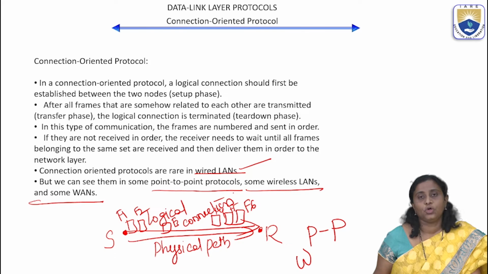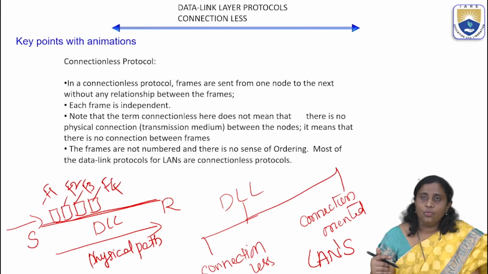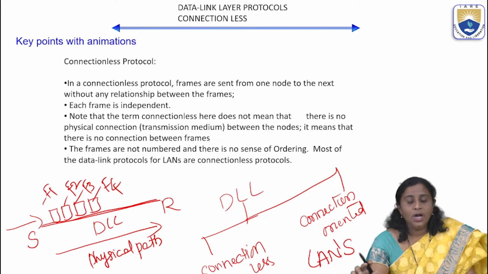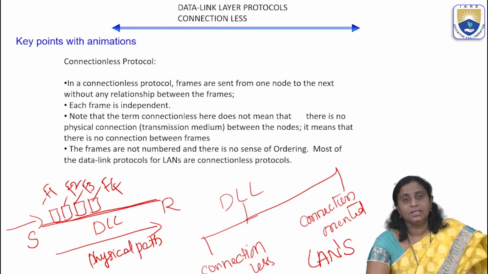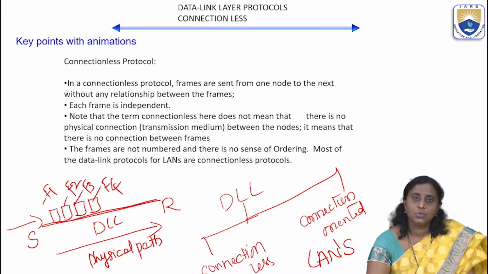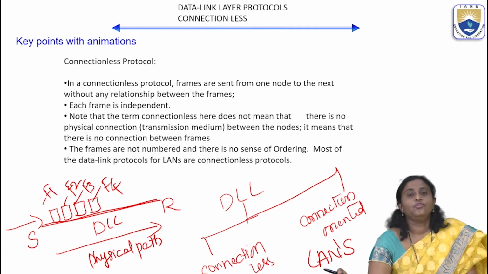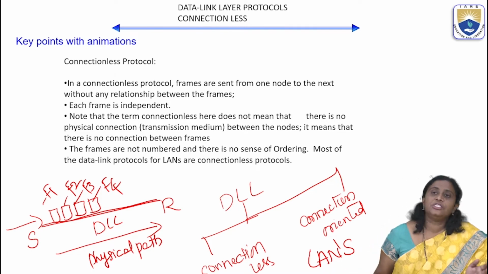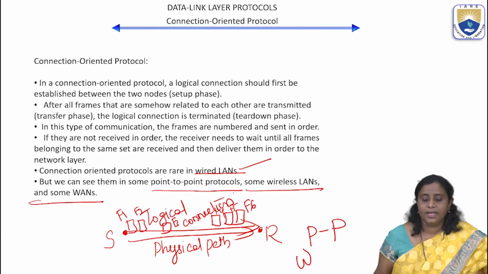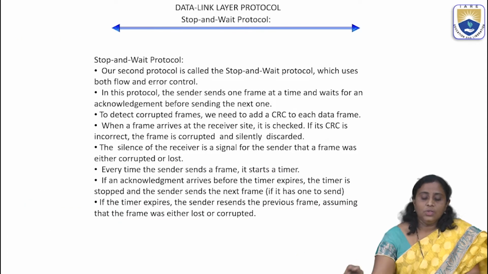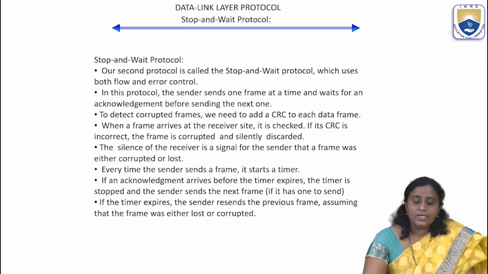Whereas in the connectionless protocol, it does not require any physical path or any logical connection between one sender and another receiver. And here the frames may be numbered or may not be numbered, and they have no sense of ordering. That is the main difference between the connectionless and connection-oriented protocol. And coming to the next one, it is nothing but the stop and wait protocol.